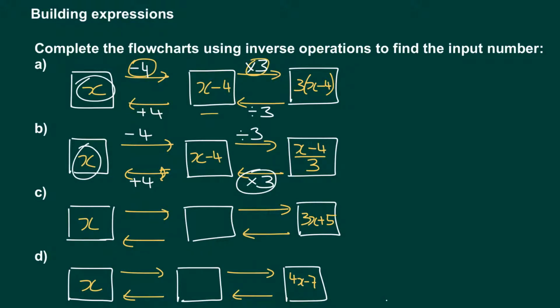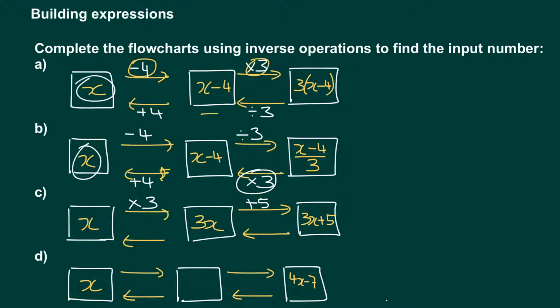We have x again, and we have 3x plus 5 at the end. So the very first step is multiplied by 3, which gives us 3x. And then we do plus 5 to give us the plus 5 at the end. So we have 3x plus 5 as the output.